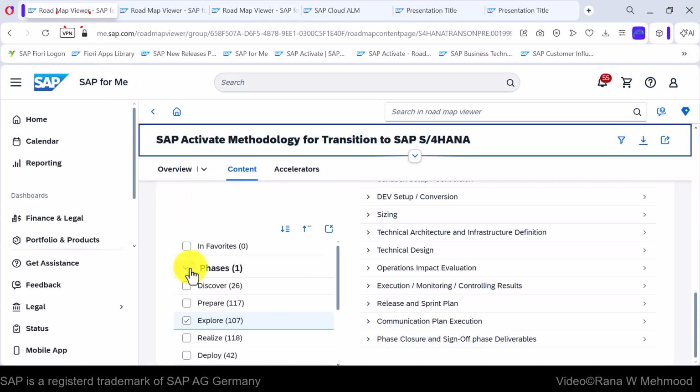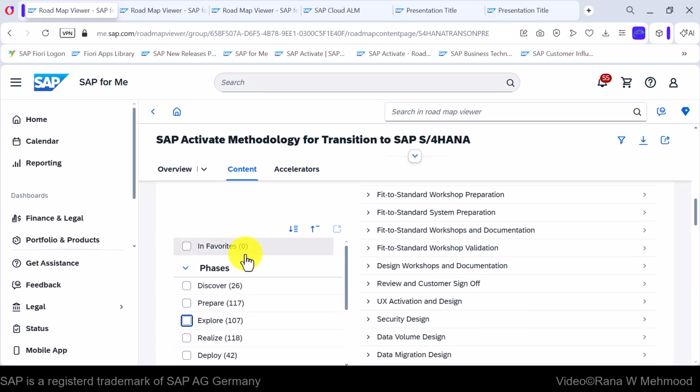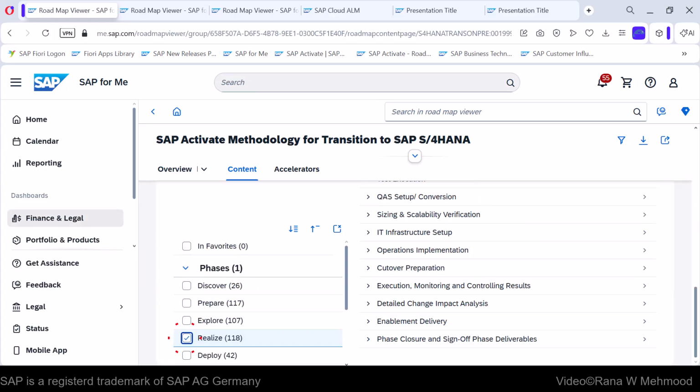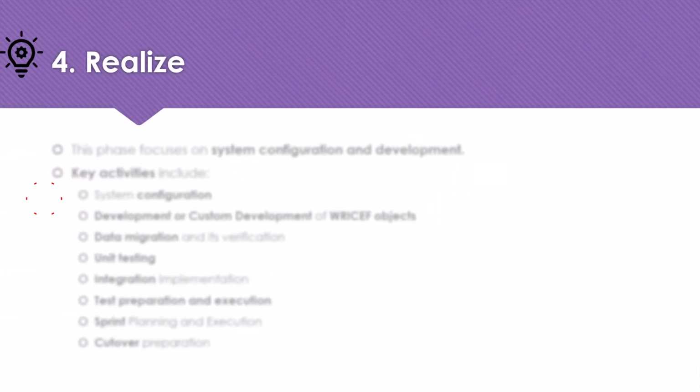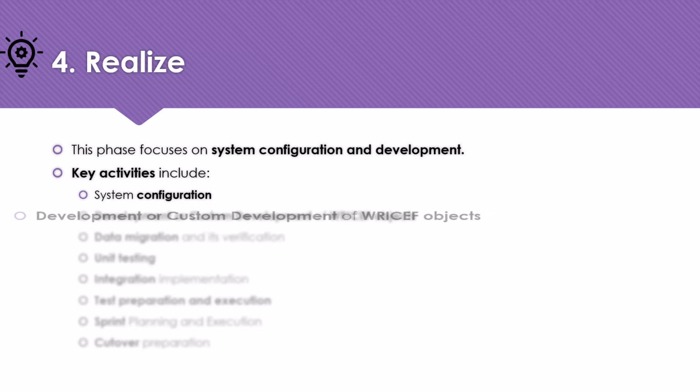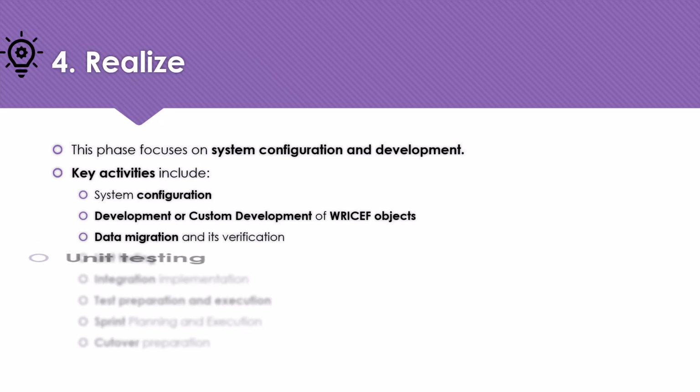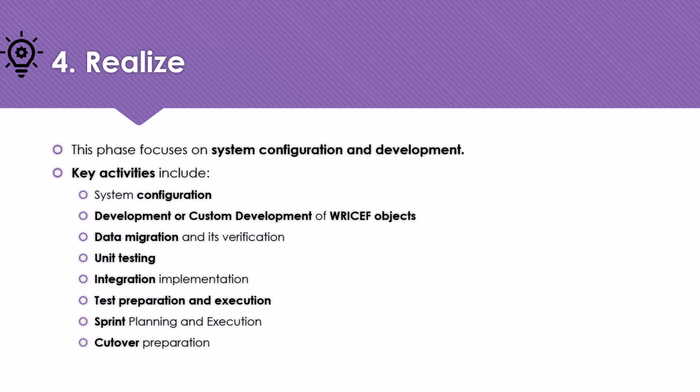Next, I will proceed to the next phase, that is Realize. This phase focuses on system configuration and development. Key activities include system configuration, development or custom development of RISE objects, data migration and its verification, unit testing, integration implementation, test preparation and execution, sprint planning and execution, and cutover preparation.